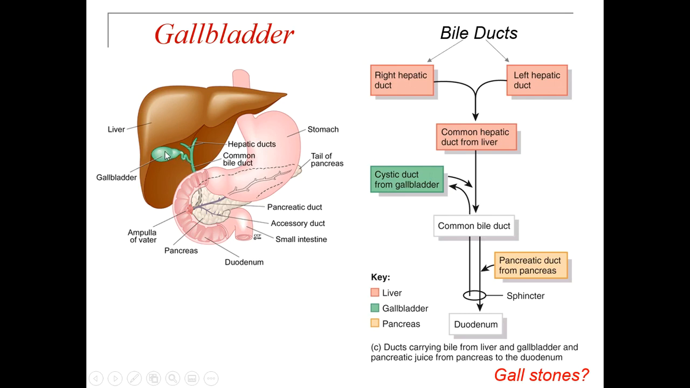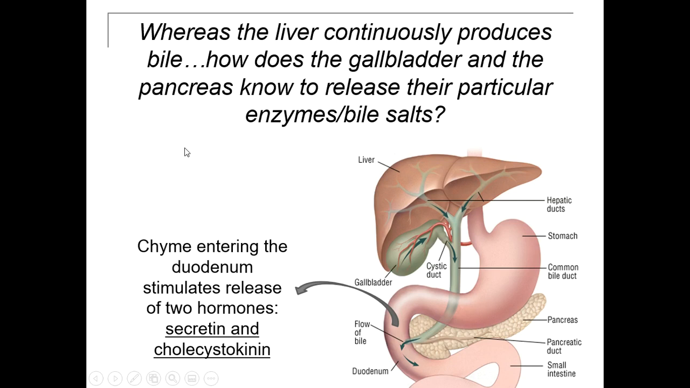We can still produce bile. Remember, that's produced in the liver. The liver continuously produces bile. Bile is an ongoing production, and it has to be because that's one of the main ways that our body is going to eliminate cholesterol.